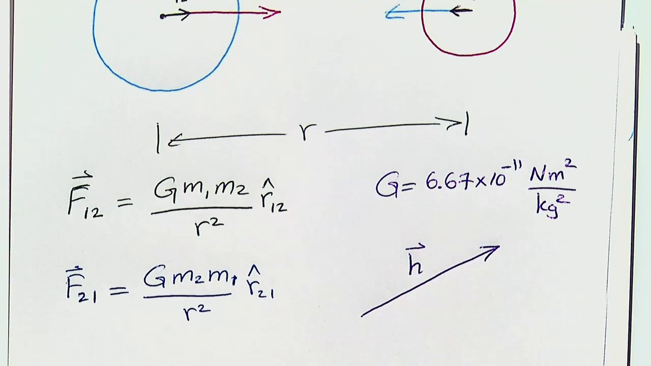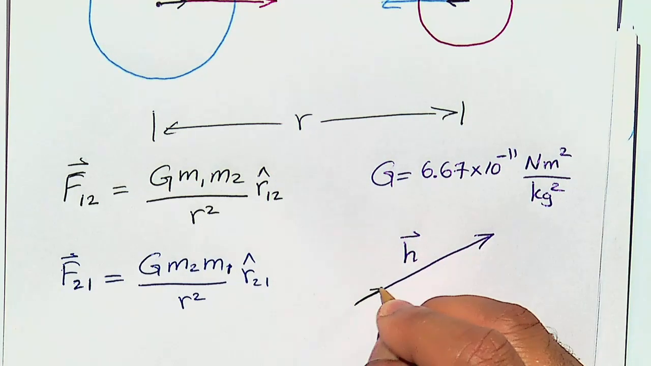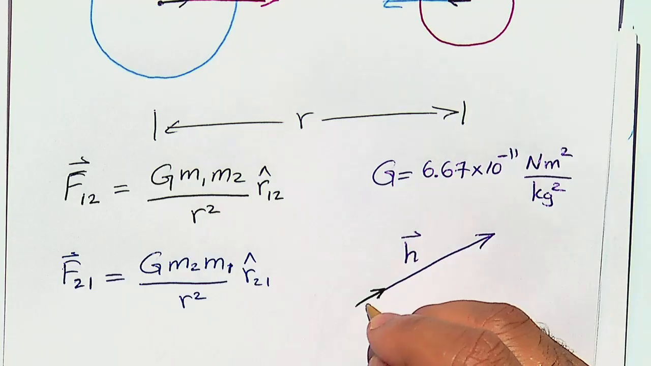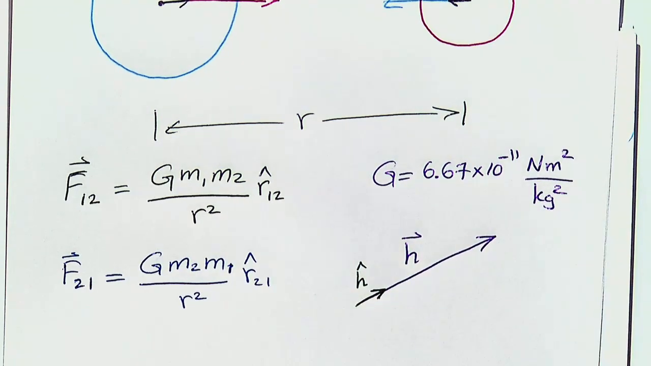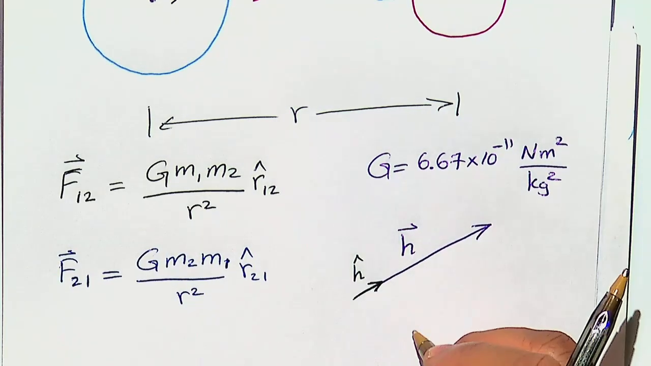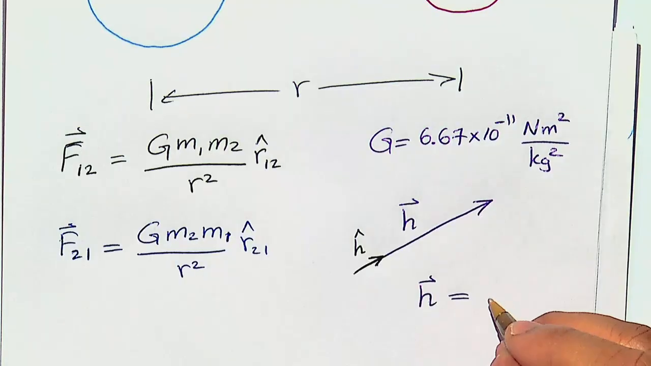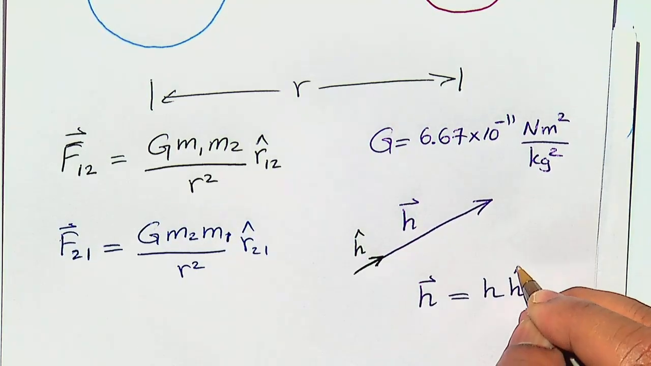So some vector H, and what we can do is come up with a unit vector. Remember, a unit vector points in the same direction as the vector itself, but has a length of 1. So the unit vector is h hat. So the vector itself, if you want to say h, you can say h, but you can also say the same thing by saying h magnitude times h hat.